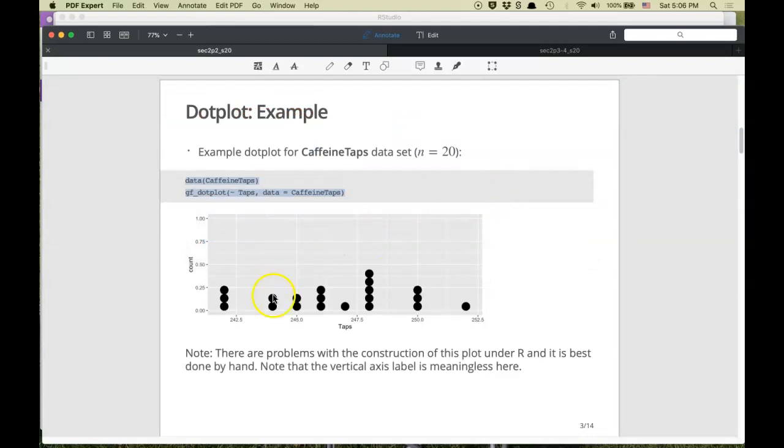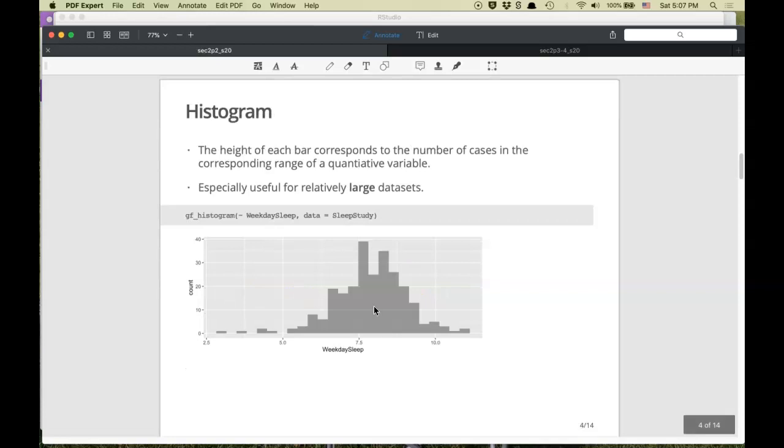But it basically gives you the idea of the shape of the distribution, whether there are replications of values. And it's most useful really when you have a relatively small number of points with whole number values, so you can see where the data actually fall.